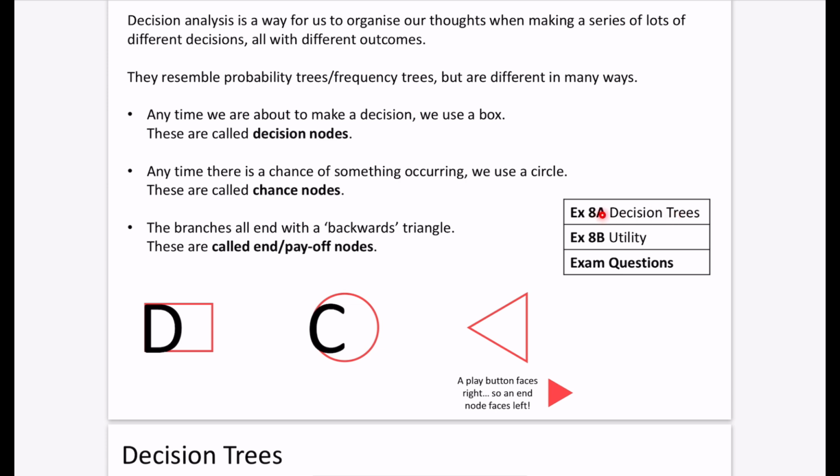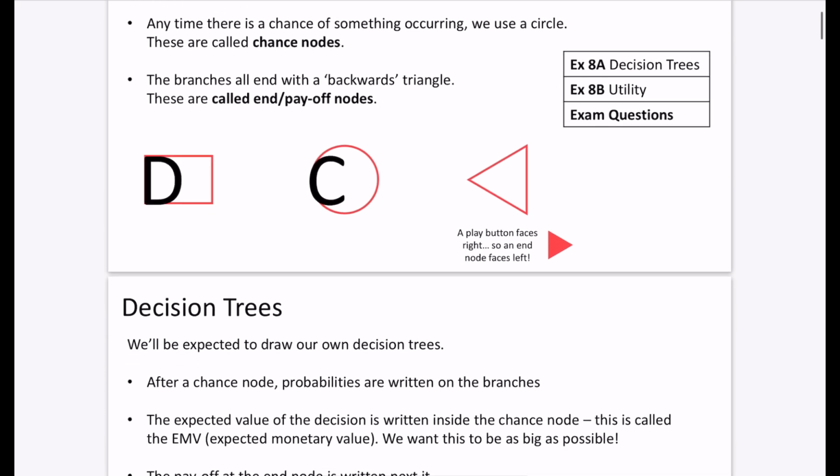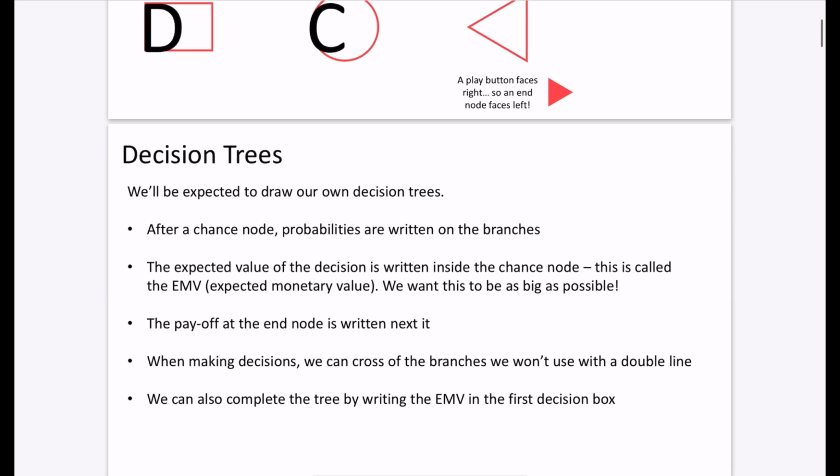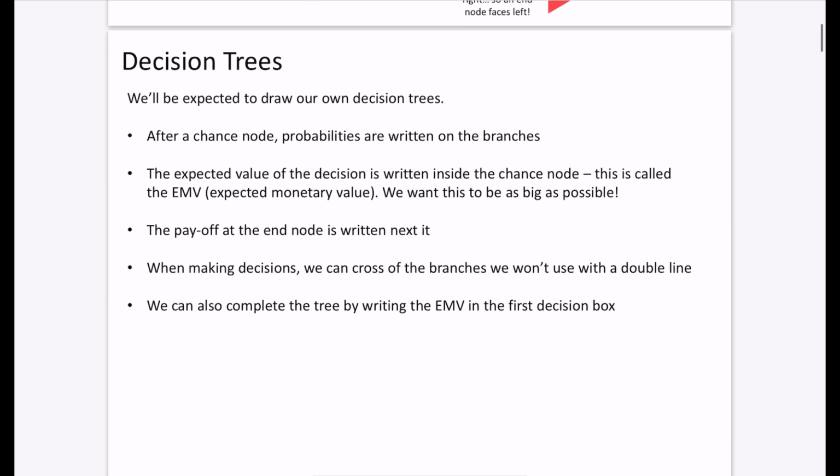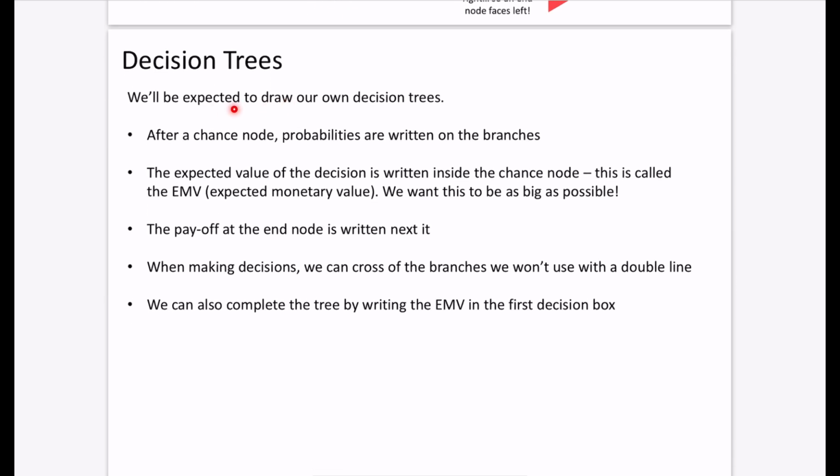There's only two exercises, decision trees and utility. And of course, we will finish this off with some exam questions. Now, as usual, the best thing here is probably going to be to see an example. So I'm just going to talk you through some of the key ideas that we have for decision trees. We are going to be expected to draw our own decision trees as well as being able to interpret them. But if we can draw them, then interpreting them is really easy here. So I'm just going to quickly give you a bit of a preview of what they might look like.